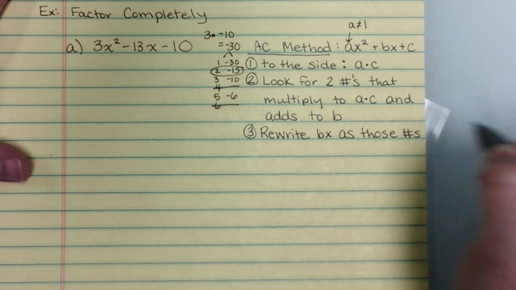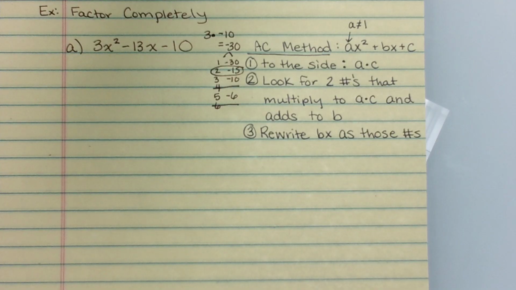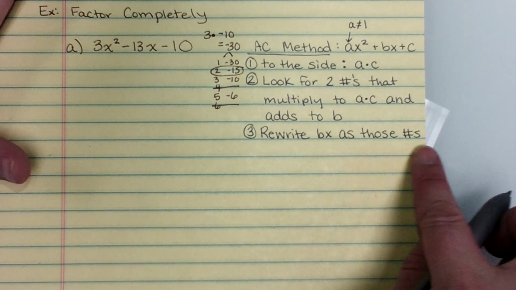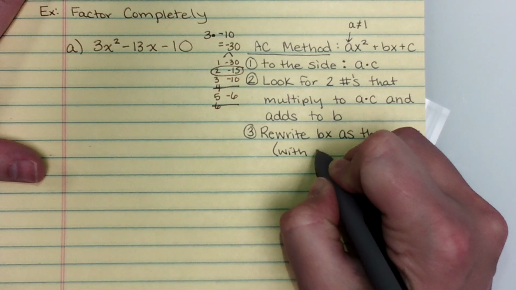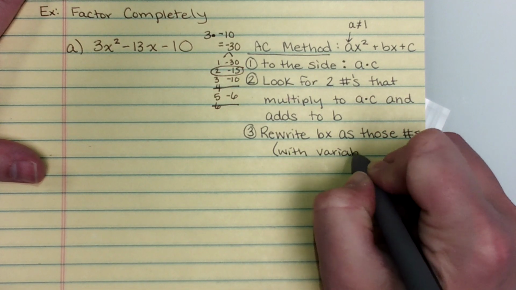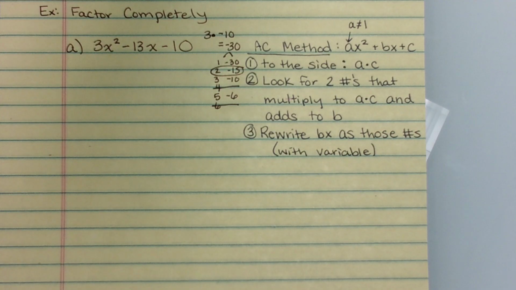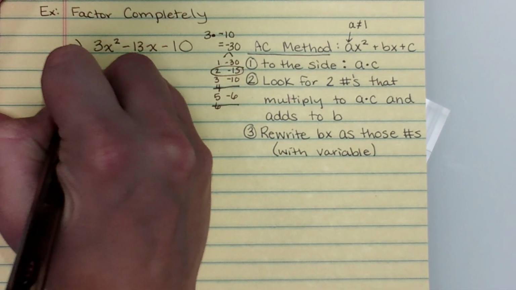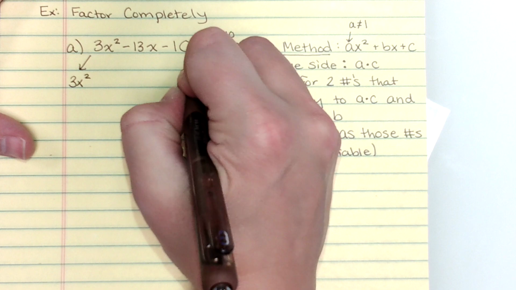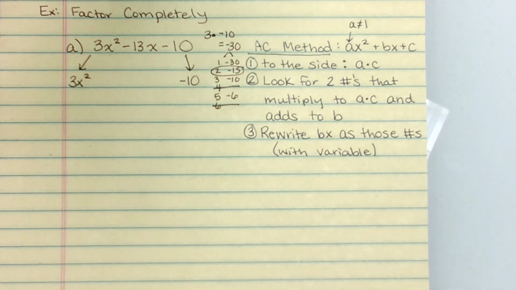You're going to rewrite the bx part of the expression as those numbers with the variable. Don't forget the variable that was on there, in this case, x. So, this 3x squared is staying 3x squared. This negative 10 is staying negative 10. That's not the bx part.